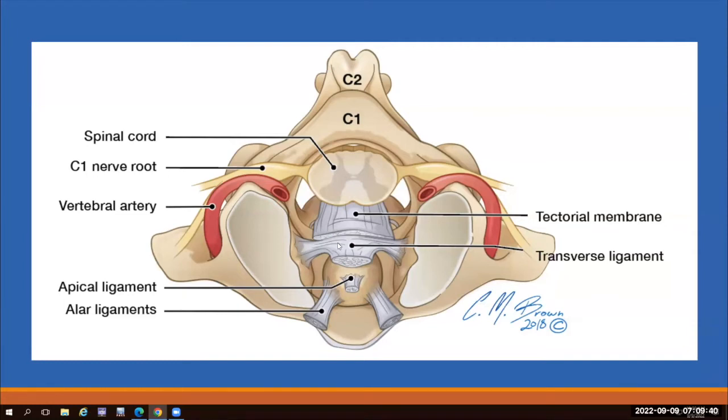And this actually has a dual function. So this helps lock the dens in close apposition to the C1 anterior arch. So it prevents anterior translation of C1 on C2. But because there's a synovial joint capsule between this ligament and the dens, it actually helps facilitate rotation of the atlas on the axis as well. A lot of people refer to this as the most important ligament in the body. It's a very strong ligament, and it's one of the major, if not the only major stabilizing ligament of the atlanto-axial joint. So it is an important ligament to be aware of.